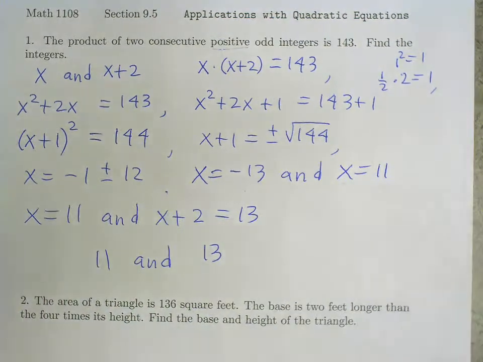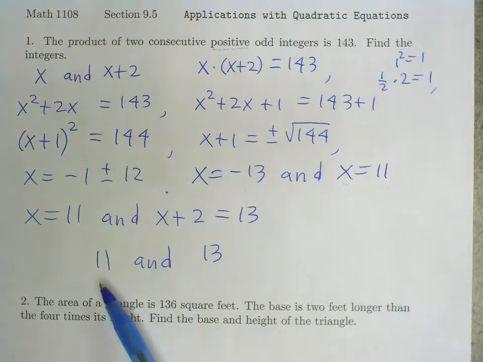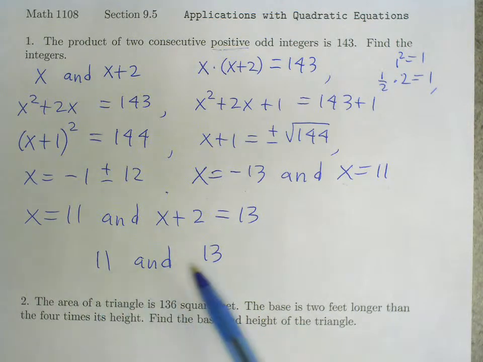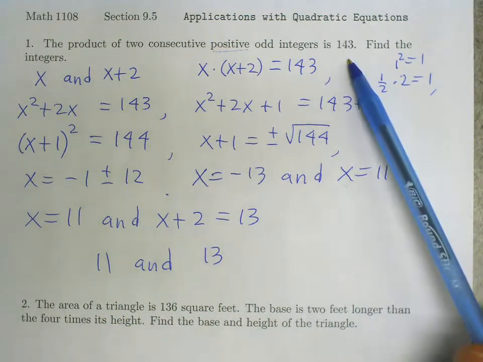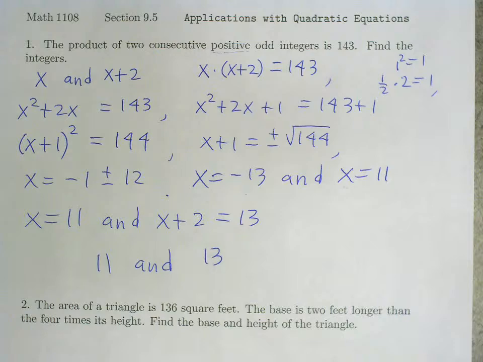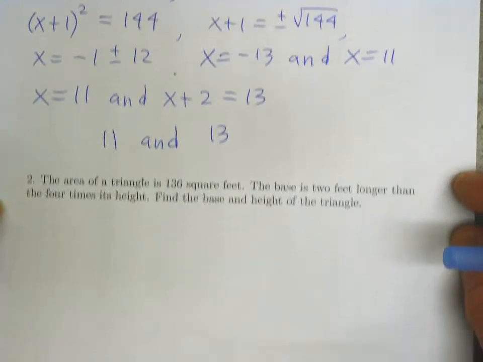And then you can verify easily enough. These are obviously odd integers, and they are consecutive odd integers. And the product, 11 times 13, is 143. So everything checks out. Okay, let's move on to the next problem, number 2.